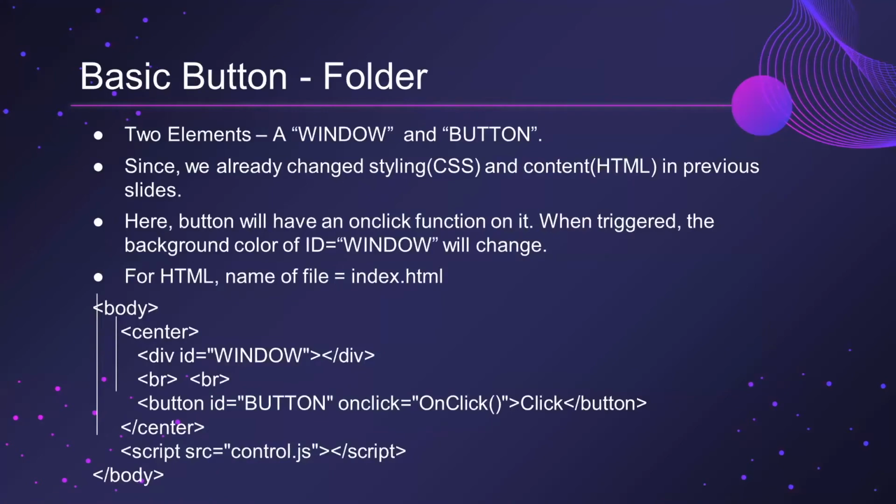Now open the HTML in a text editor. There you will see two elements, a window and a button, right? Window is the one I have stored as an ID attribute, and button is also an ID attribute, but both have different IDs, so they cannot do the same. They cannot change each other's colors later on. So the first one is a div ID and the second is a button ID.